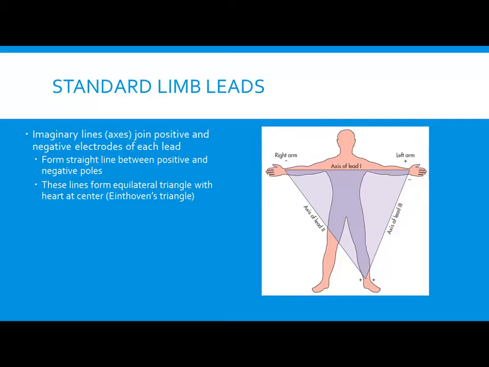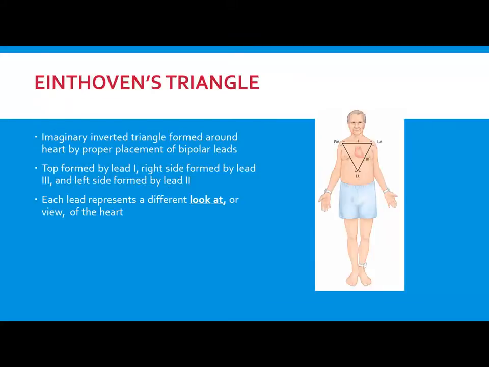In reality, I guess what you'd want to think of is the heart, where lead 2 is looking that way, lead 1 is looking that way, lead 3 is looking that way. Okay? Einthoven's triangle is going to be the basis of your bipolar leads. Okay, your standard limb leads. So understand about Einthoven and his triangle grid. Each lead just gives you a different view of not the heart muscle, but the electrical conduction system of the heart. Okay?